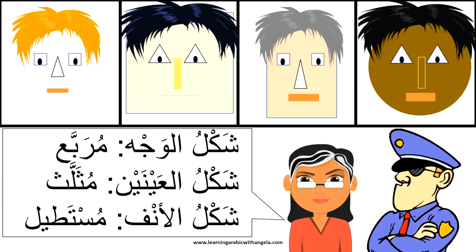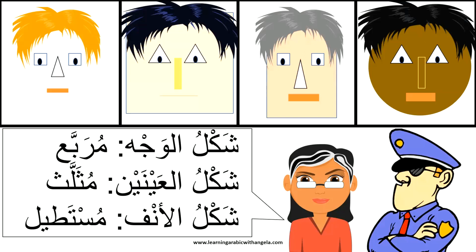أين المجرم? Where is the criminal? So you're going to help the police officer, ساعدوا الشرطي, to find the criminal. So help the police officer find the criminal. هيا بنا, let's go ahead.